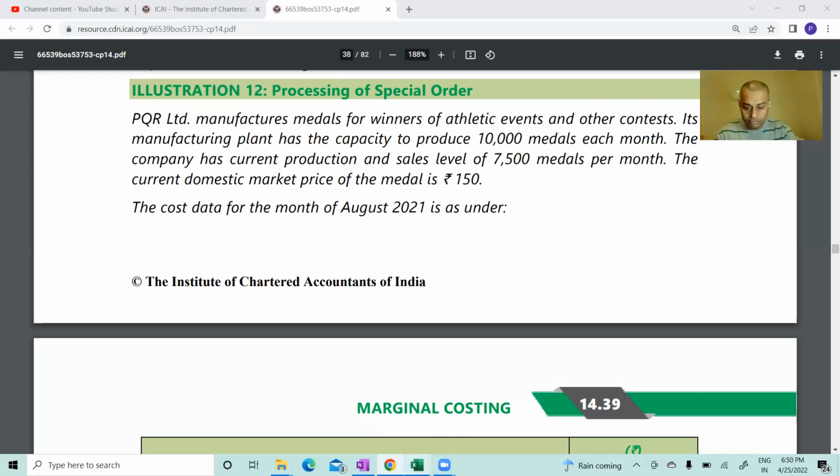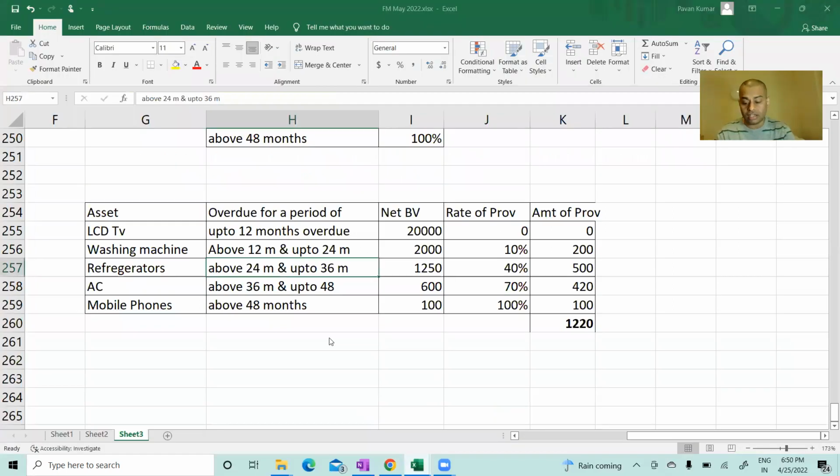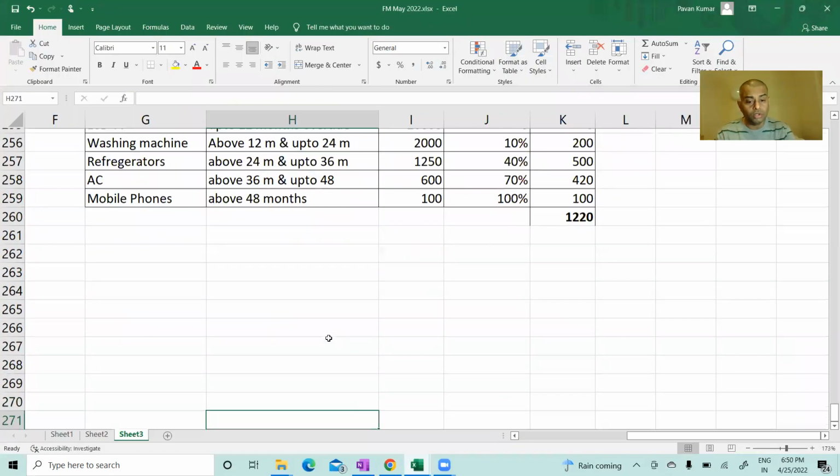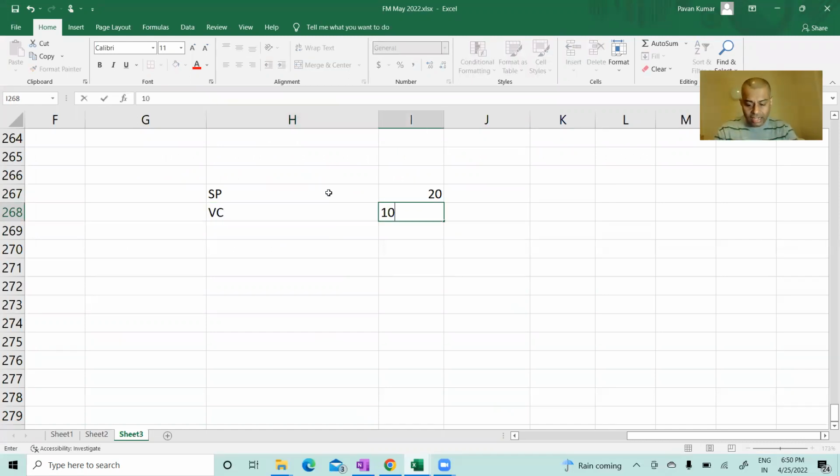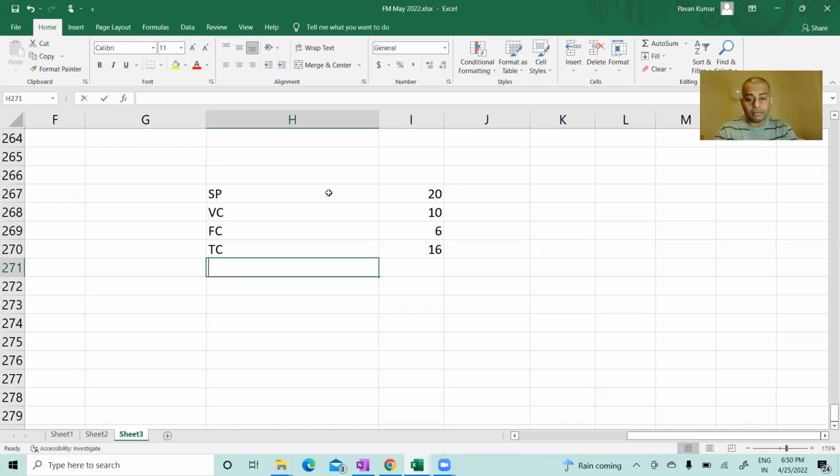So what is the cost structure of this new barber? A new shop you have opened. So selling price, you are collecting 20 pounds from a person, whereas your variable cost is 10. Your fixed cost is 6. Your total cost is 16. Your profit is 4. This is your cost structure. All figures are in Great Britain pounds. Okay.